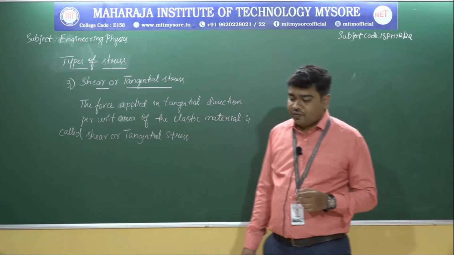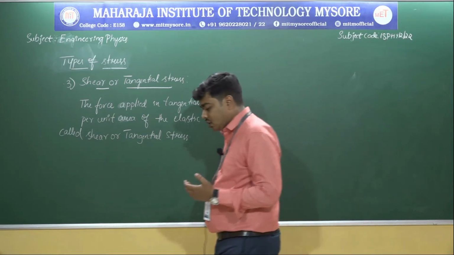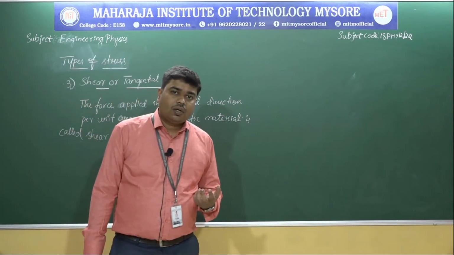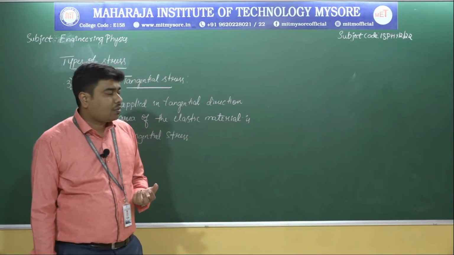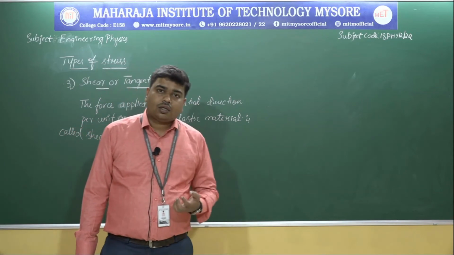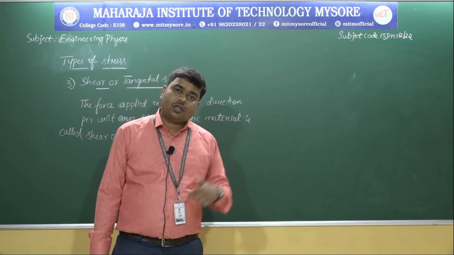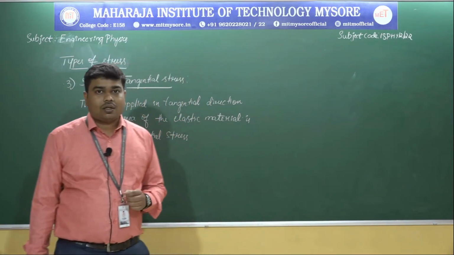Now based on the direction of the force applied, there is change in the shape of the object also, or there is change in the dimension of the object also. Based on the change in the dimension of the object, there are again 3 different types of strain, and apart from which there is an additional strain which we call the lateral strain.